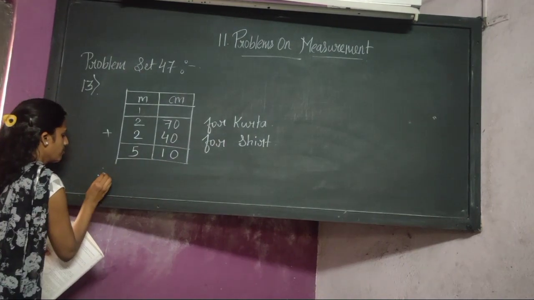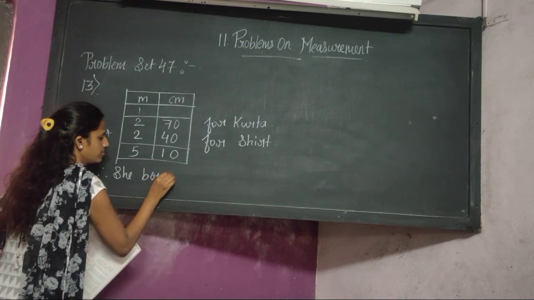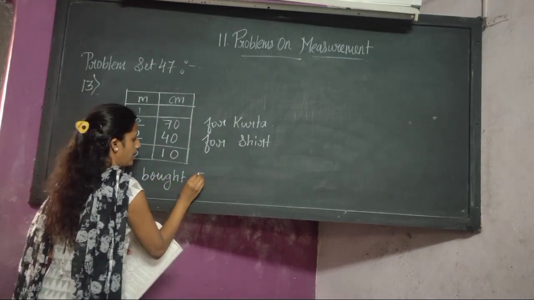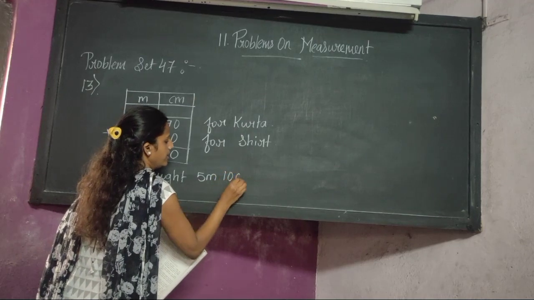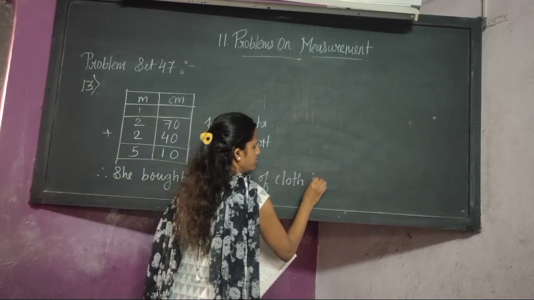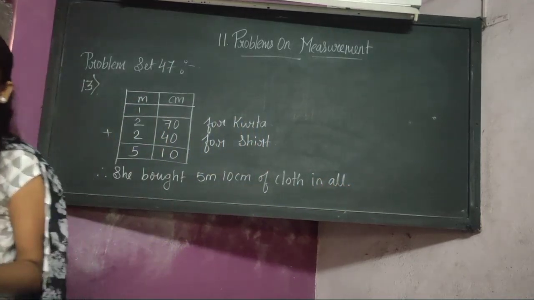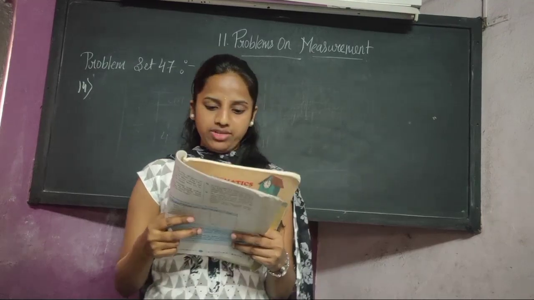That means, therefore, she bought 5 meter 10 centimeter of cloth in all. Hope you understood this. Okay, now let's move on to the next question.